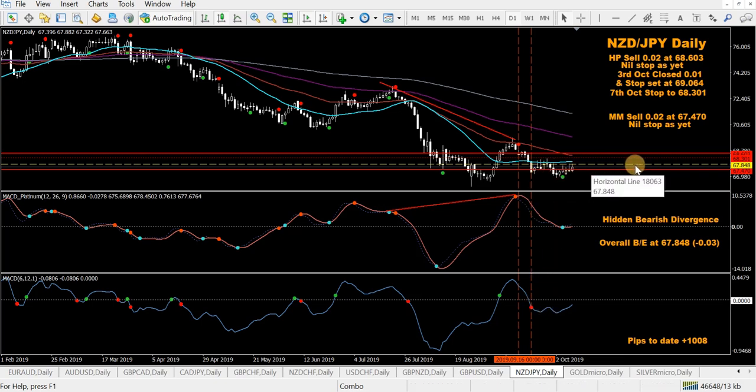Overall break even's this yellow dashed line. Price is just below at the moment, so it's not the end of the world. Looking all right, we're negative, so it's all good.